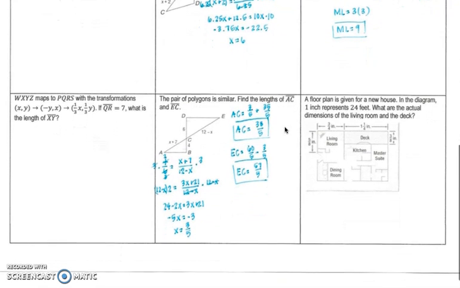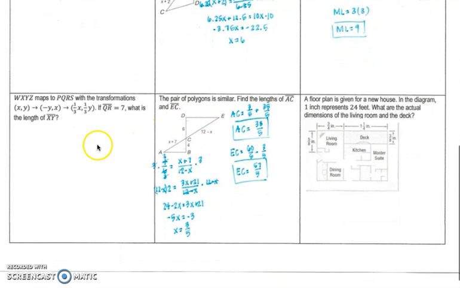Okay. On this one here, just make sure you're paying attention to the way that I wrote it. QR is 7 here, and if this is a dilation of 1/3, then you're going to have to work backwards. So if 1/3 got me 7, then 7 times 3 will give me that length.